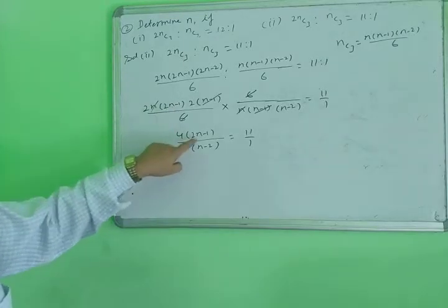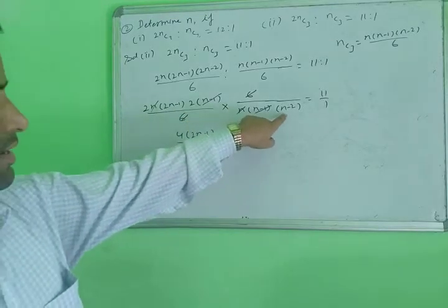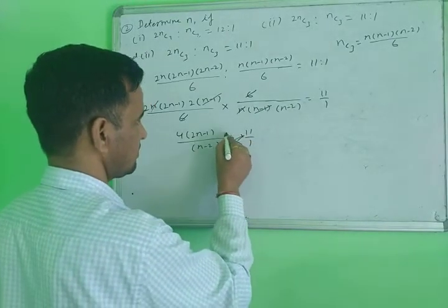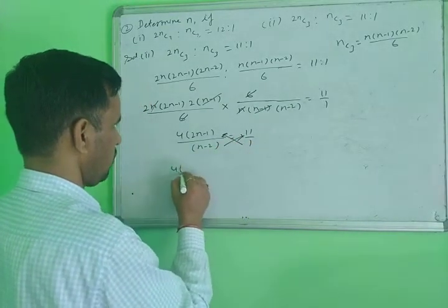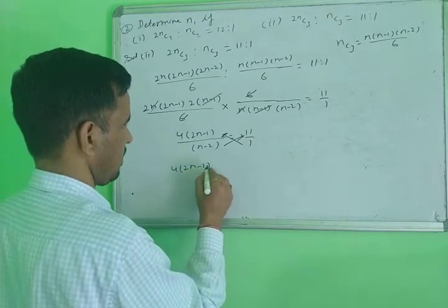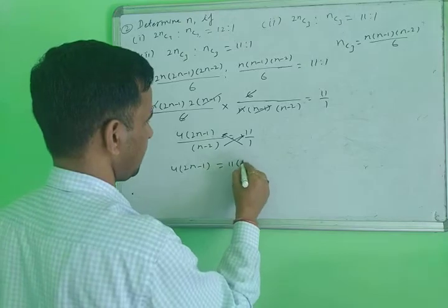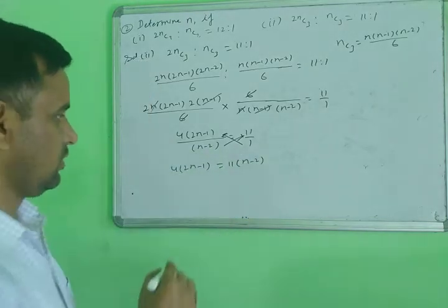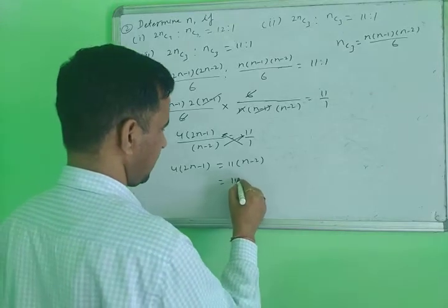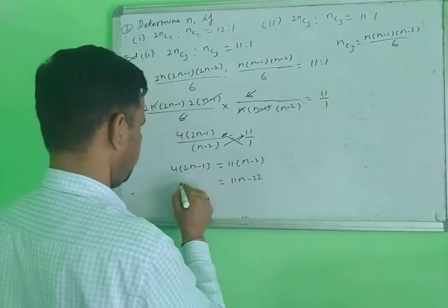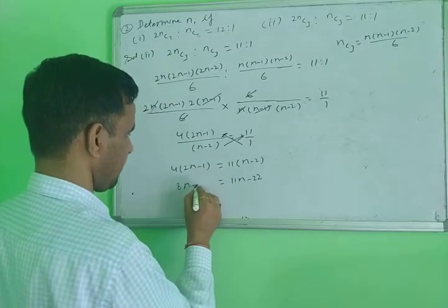2n minus 1 is left here, and here only n minus 2 is left. Then do cross multiplication, this multiplication here, this multiplication here. 4 times (2n minus 1), and you will multiply here 11 times (n minus 2). 11 times n minus 2, then multiply, 11n minus 22. 4 times 2n is 8n, minus 4.